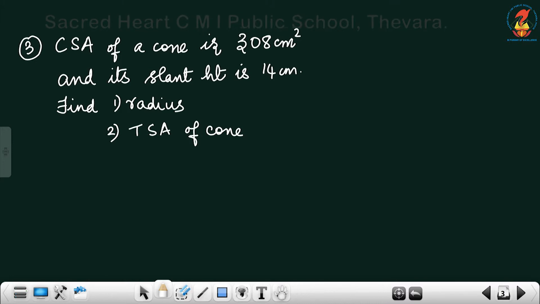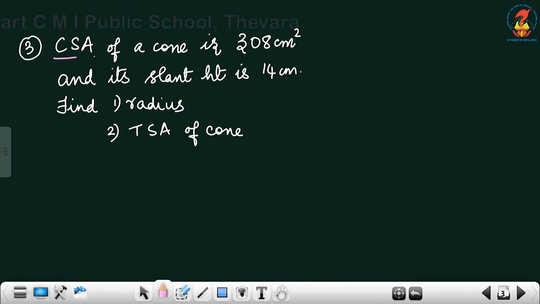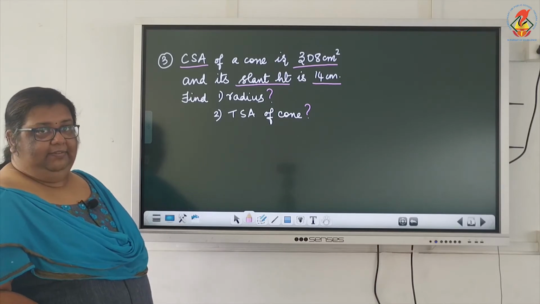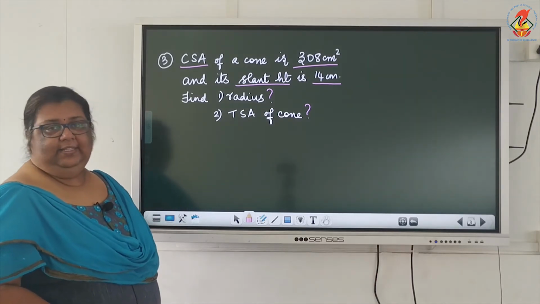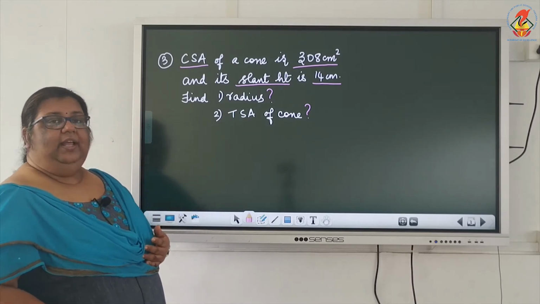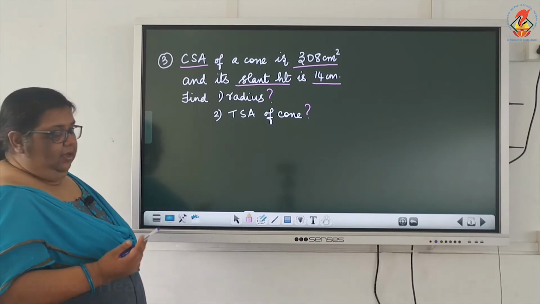Next question. CSA of a cone is 308 centimeter square and its slant height is 14 centimeter. Find radius and second subdivision, find TSA of a cone. So CSA and slant height is given. We need to find the radius. So we shall start by writing whatever is given in the question. Then we will write the formula to find CSA and then we can find out the radius.